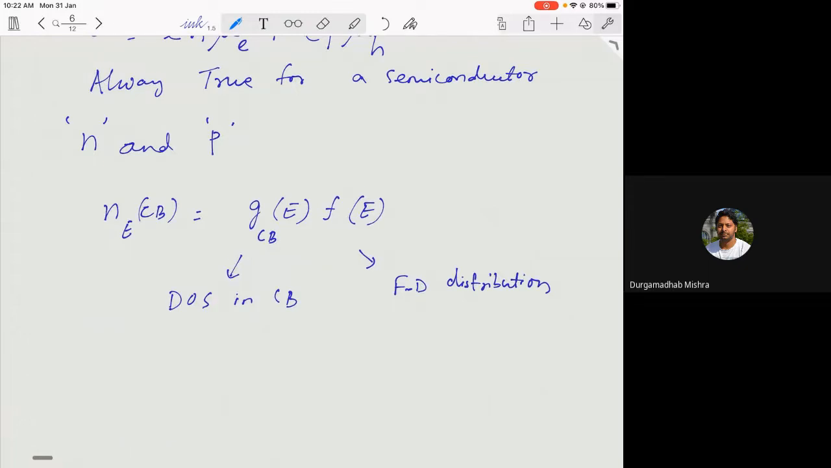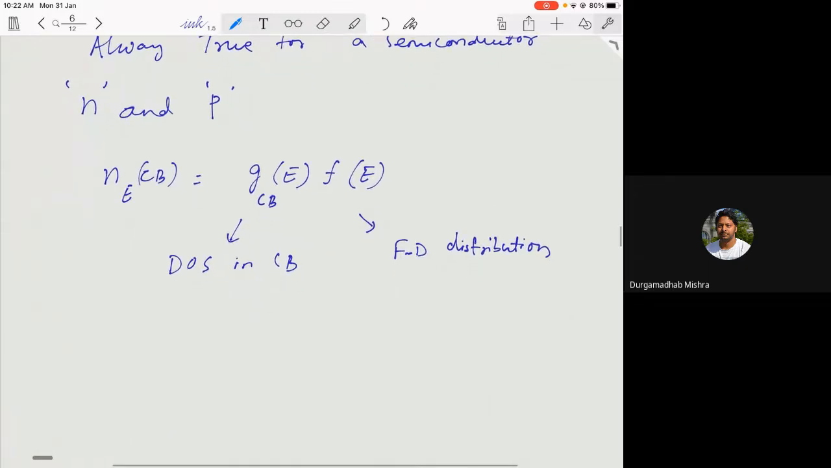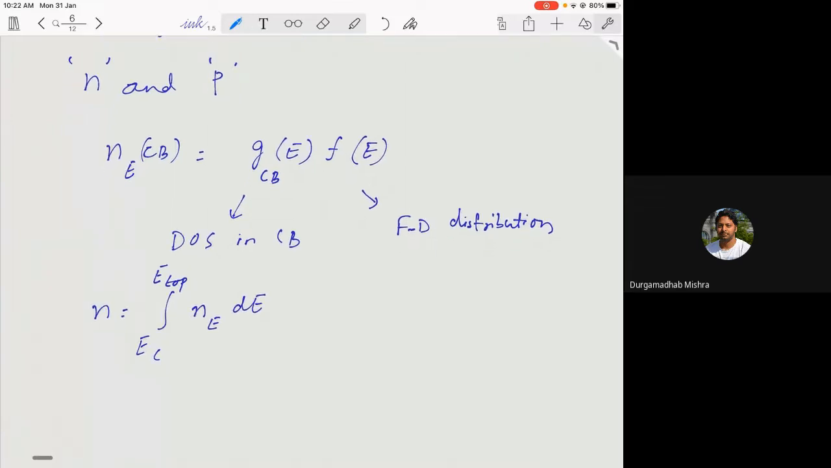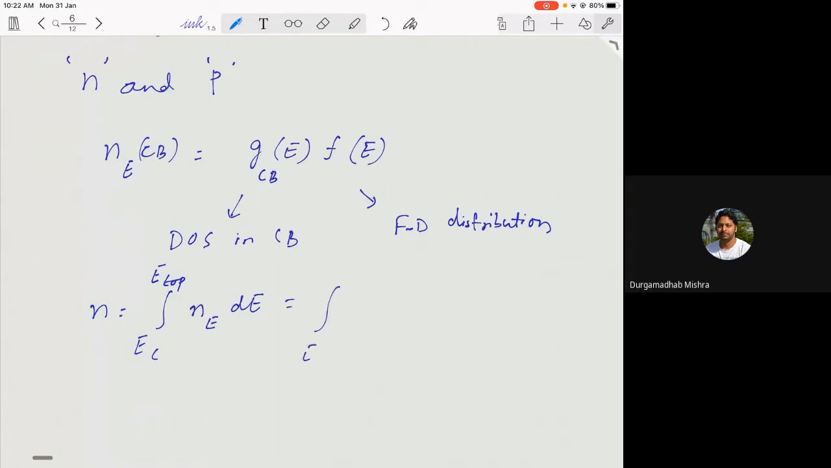And if you want to calculate the total number of electrons in the conduction band, we integrate over the whole band, from EC to E top, of N(E) dE. If we do the integration, we will get the total number of electrons in the conduction band.